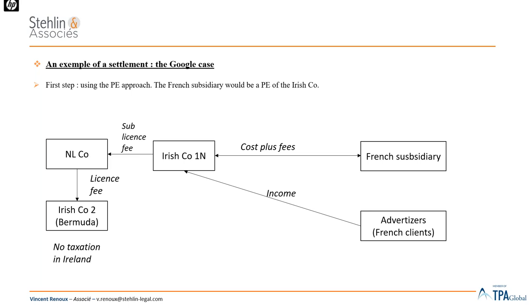But the 12.5% is applied on a very small number of the Irish profits, because most of the profits end up in Bermuda. And what the French tax authorities tried to do was to demonstrate that the French subsidiary was a permanent establishment of the Irish co. And this just did not work at all, because the approach of the tax authorities was totally contrary to the case law of the Supreme Court, which is the Zimmer case. And the French tax authorities lost in front of the First Circuit Court, the Tribunal Administratif de Paris, and the Court of Appeal of Paris.